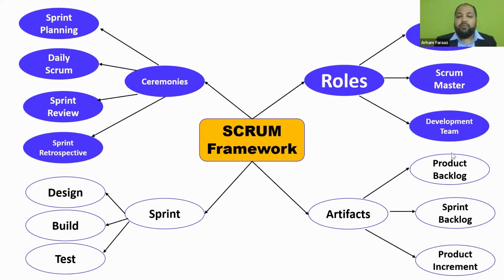Then lastly, a sprint. What happens in the Scrum framework? We deliver sprints. In every sprint we are designing, we are building, we are testing. So every sprint has these three iterations. So that's about the Scrum framework mind map.